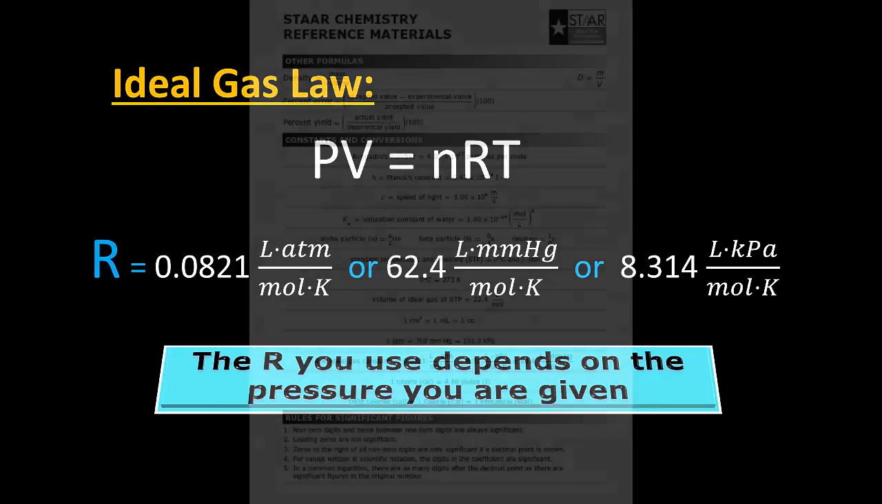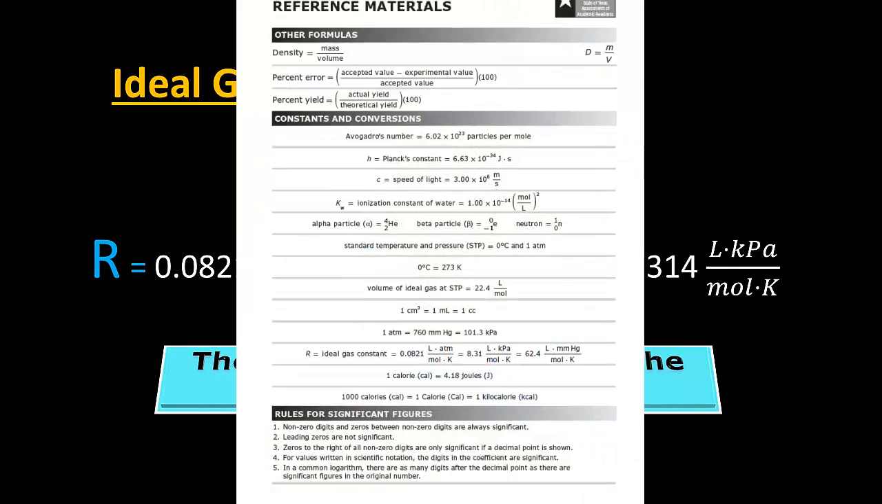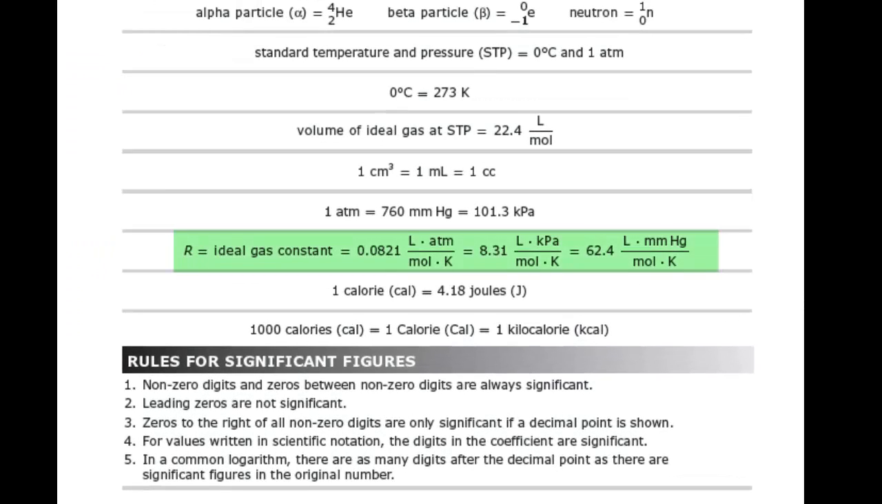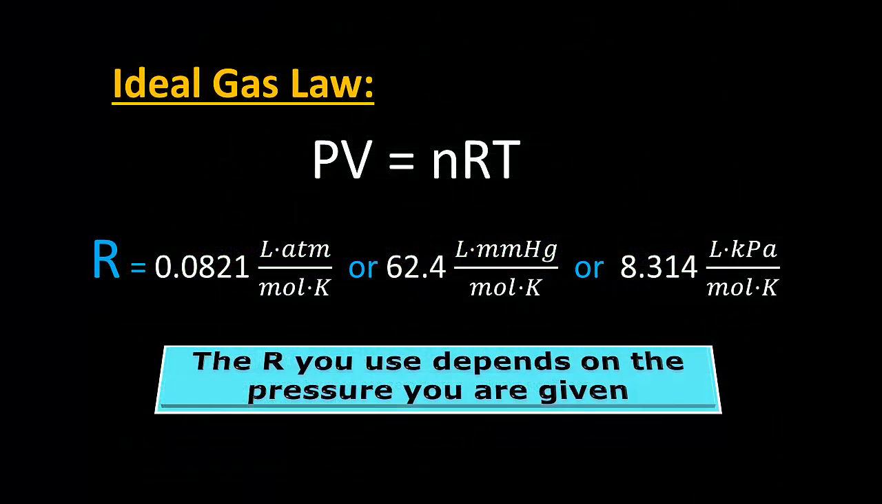Now if we look on our star reference sheet, we'll notice that the ideal gas constant, R, has three values. It is 0.0821 liter atmosphere per mole Kelvin, or 62.4 liter millimeters of mercury per mole Kelvin, or 8.314 liter kilopascals per mole Kelvin. Now the R that you will use in your ideal gas law, whether it's 0.0821, 62.4, or 8.314, depends on the pressure that you're given.